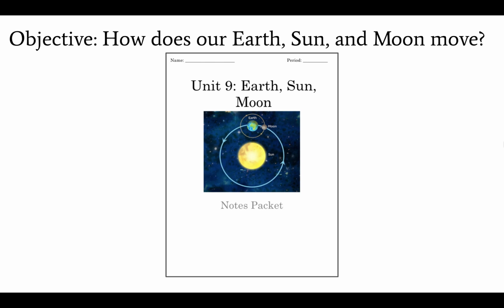Today, for day 2 of our Unit 9, our objective is how does our Earth, Sun, and Moon move? Now, our Unit 9 is entirely on the Earth, Sun, and Moon. So today we're going to talk about how those three objects move in space.